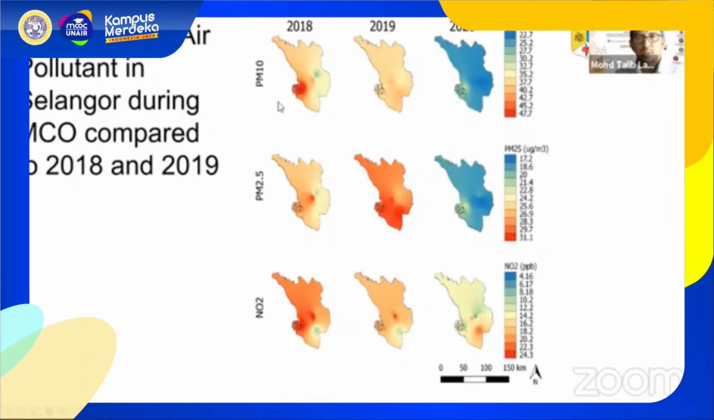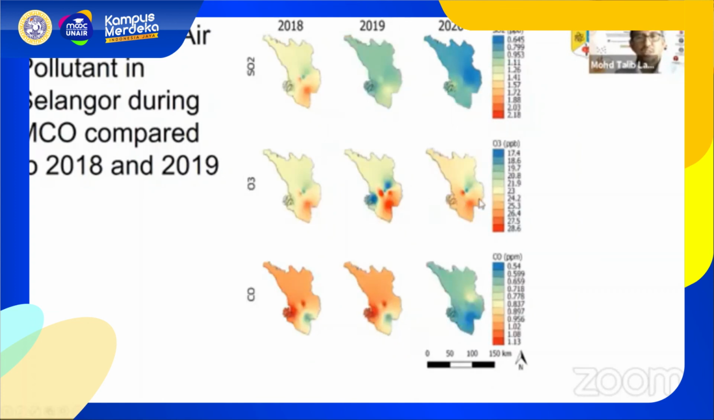We tried to draw a contour on this. You can see that the level of air pollutants reduced significantly. This one, PM10, PM2.5, NO2, SO2, but ozone actually shows an increasing trend. CO also comes from motor vehicles, so it reduced significantly.